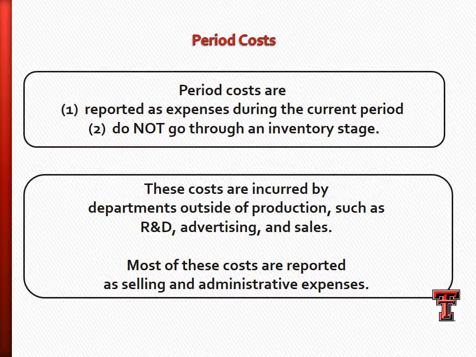So please keep in mind as we go forward, there's a fundamental difference between product cost and period cost. Product cost can be put into inventory. Period costs are expensed in the period that they are incurred.